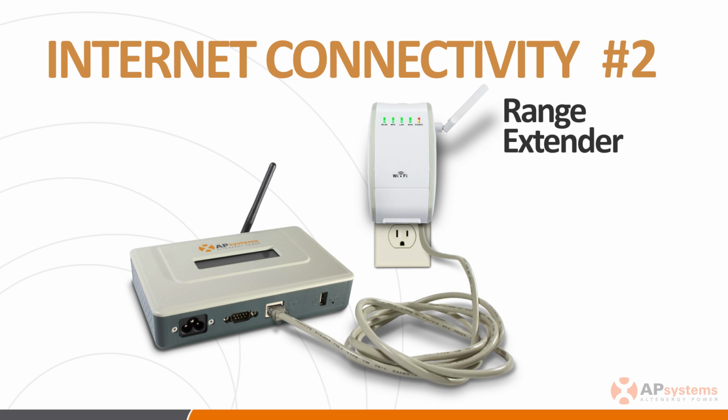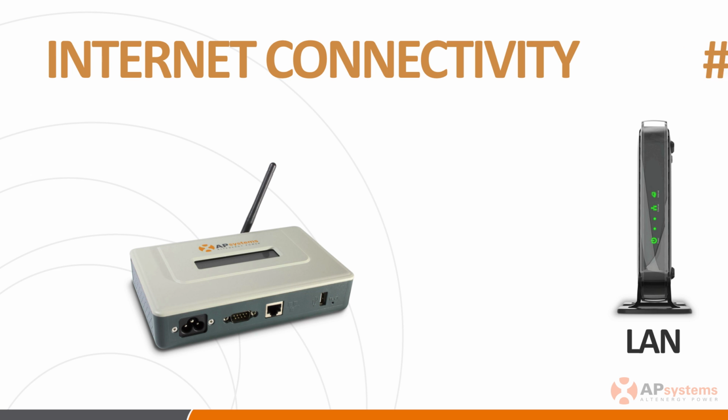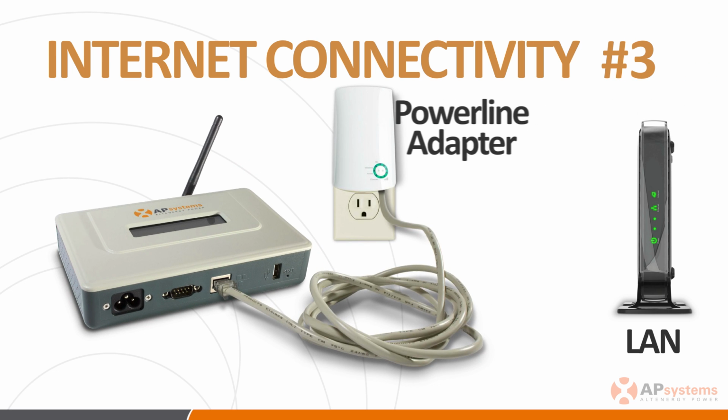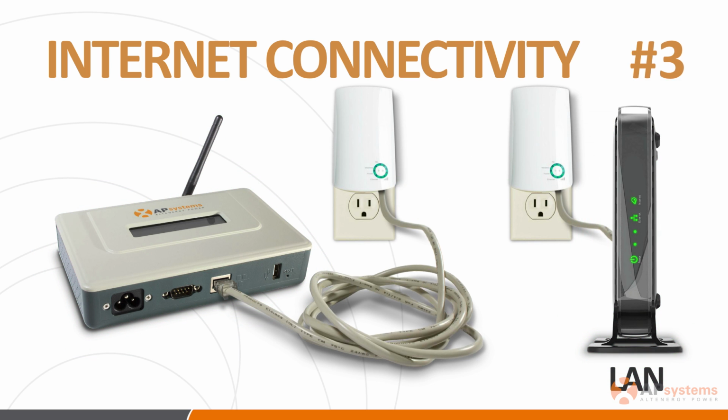This option requires you to connect the range extender to the ECU using a Cat5 Ethernet cable, which in turn is joined to the LAN that has access to the internet. Option 3 utilizes a power line adapter to make the ECU to router connection via the power lines in the structure. The typical power line adapter is a two-part piece of technology, send and receive units. The send unit is connected to the ECU, and the receive unit is connected to the broadband router.